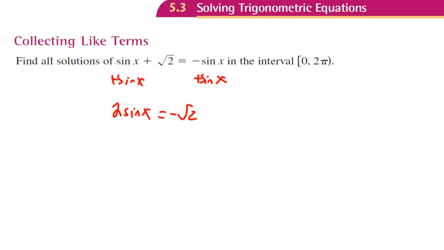That's negative radical 2. If I'm going to solve for sine of x, I'm going to divide by 2. And I get sine of x equals negative radical 2 over 2. That's not too bad, right?